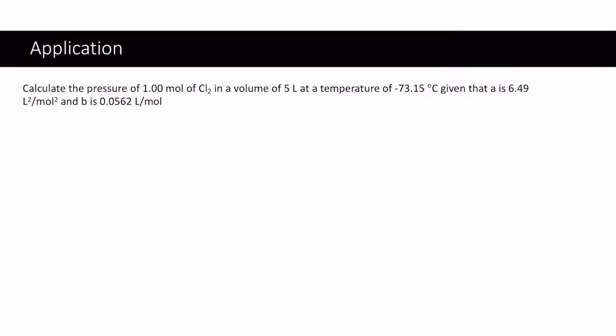So first, let's find the givens in the question. It gives us the number of moles, the volume, the temperature, and the A and B value. So what is it asking for? Well, it's asking for the pressure. So before we begin this question, we must convert Celsius into kelvins, which is going to be 200 kelvins.